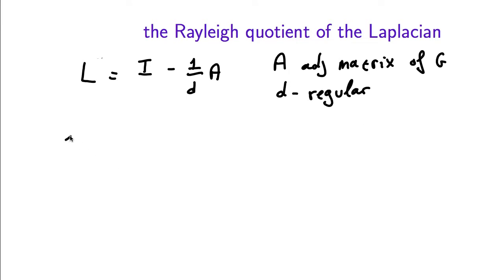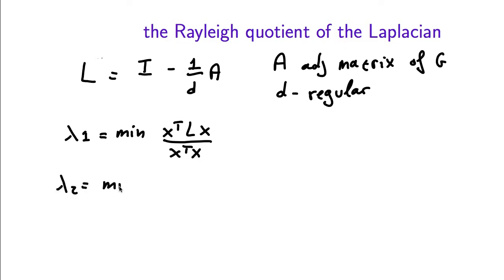So now we know that lambda 1, the smallest eigenvalue of the Laplacian, will be the minimum over non-zero vectors x of x transpose Lx divided by x transpose x. And then lambda 2 will be the minimum of this ratio over all vectors x that are orthogonal to x1, where x1 was a minimizer of this ratio, and so on. So we can understand the eigenvalues of the Laplacian matrix of a graph in terms of minimization problems applied to this Rayleigh quotient. But what is this Rayleigh quotient and how does it relate to connectivity and bipartiteness?